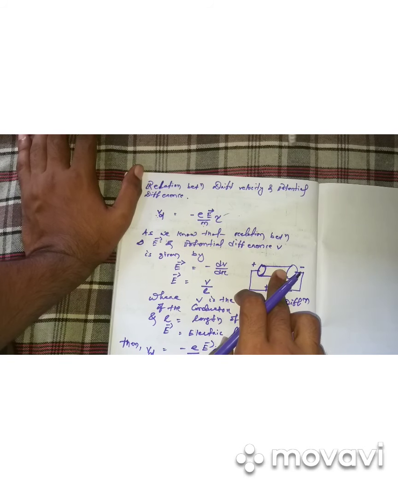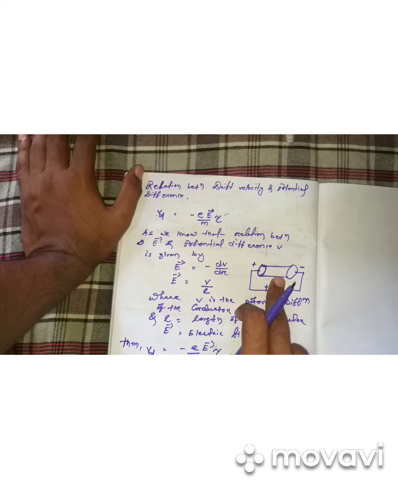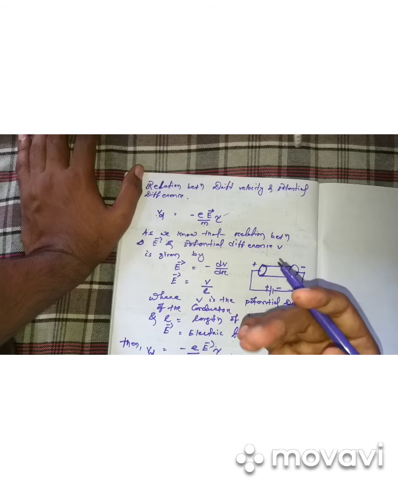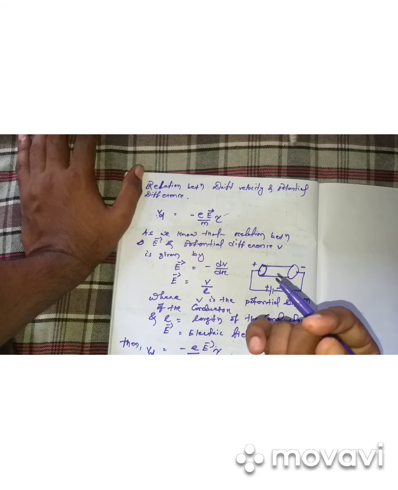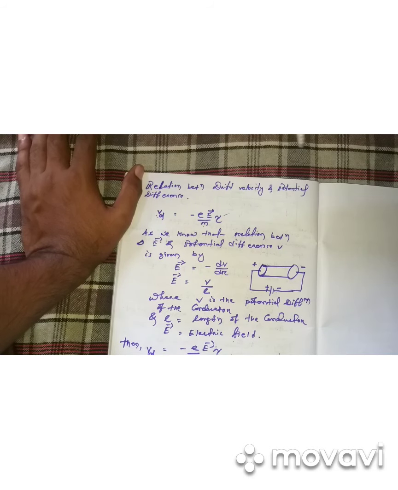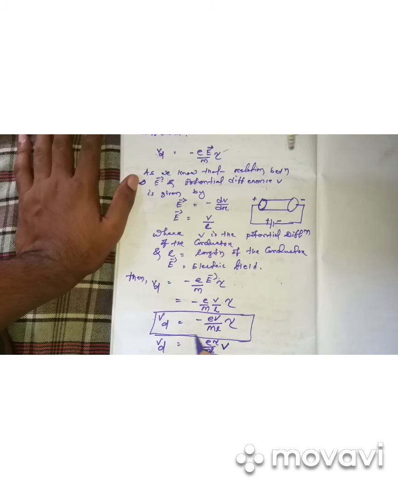Then the electrons vibrating inside the conductor become more vibrant, so there are very fast collisions between the electrons due to the increase of the thermal energy. Okay, so their relaxation time decreases. So this is the relation: Vd equals minus eV by mL into tau.